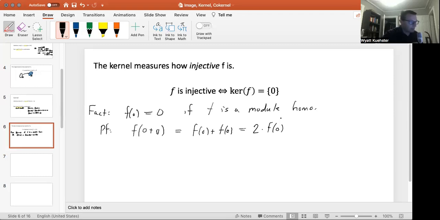Remember that the module is an abelian group under addition. So M is an abelian group under addition. And then F of 0 plus 0, if I add 0 and 0 inside here, I just get F of 0. So what I have is that F of 0 equals 2 times itself. So the only time that x equals 2x is when x equals 0, of course.